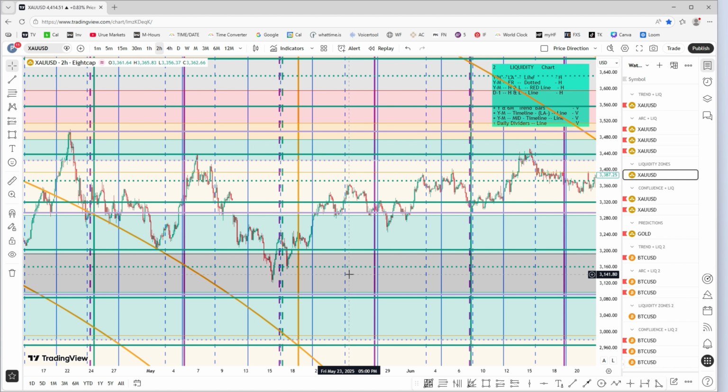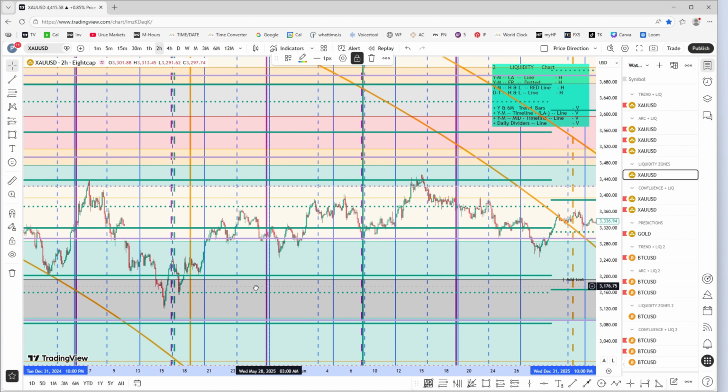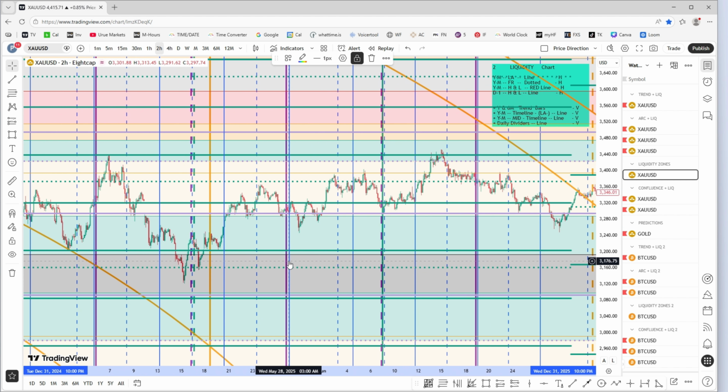But what UrueMarkets does, we don't just take you through those expressions. We literally show you where the liquidities are, so that you see that this is where the higher low will be formed. This is where the lower low will be formed. All right? So, and then with timeline.